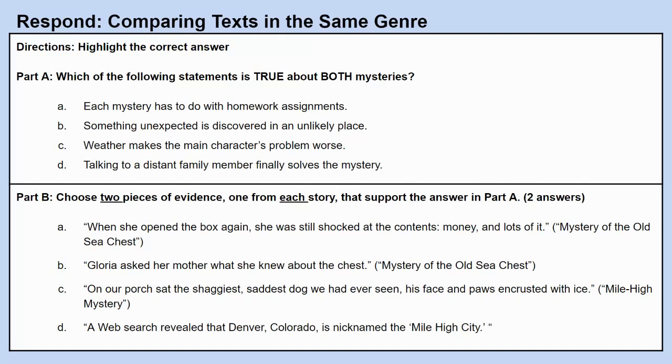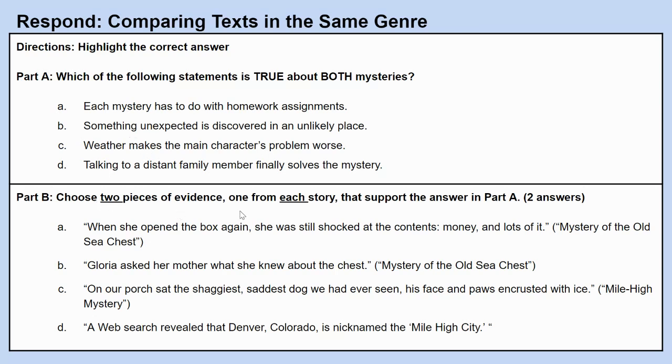You're then going to begin working with some questions where you're going to be looking for the similarities between the two stories and finding evidence to support your thinking. Our first question states, which of the following statements is true about both mysteries? In this question, I'm going to be looking for a statement that is true and that occurred in both of the mysteries. Then in part B, I'm going to be finding evidence to support my answer in part A.